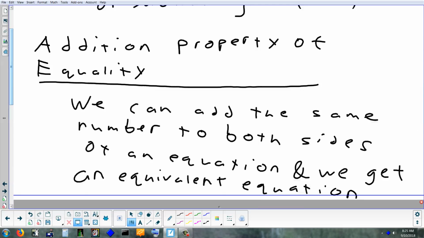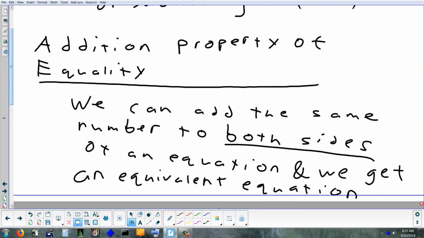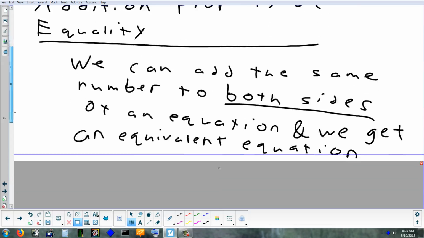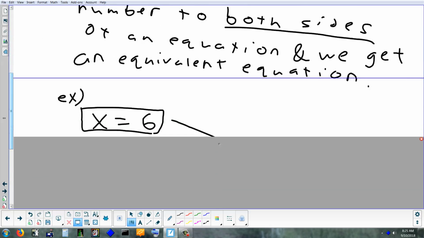So that's what this property says. Again, we're just reading this over. The addition property of equality says that you are allowed to add the same number to both sides, and it won't mess up the problem as long as you do it to both sides. All right? So let's just look at an example.